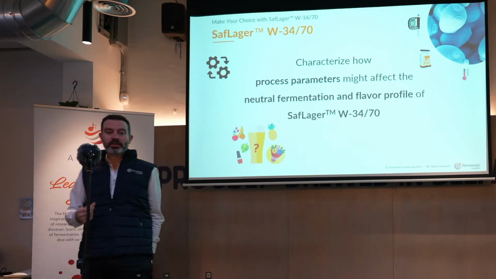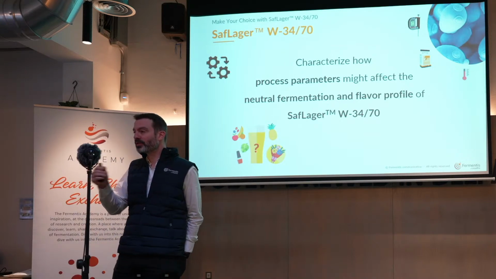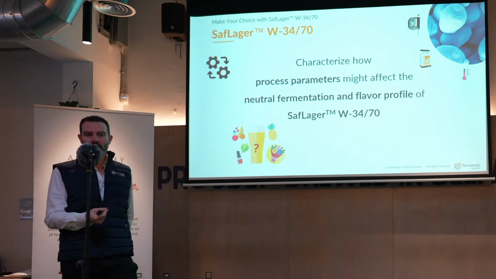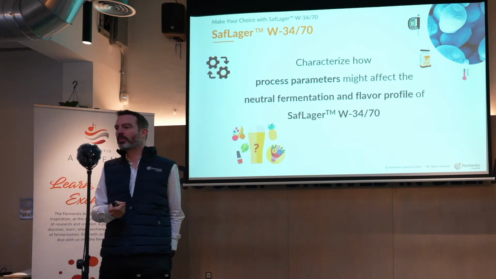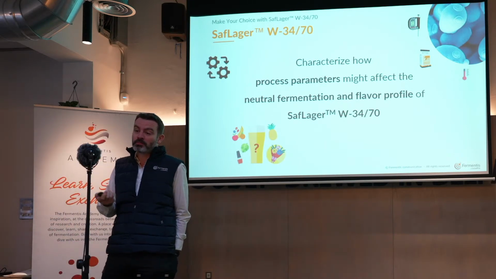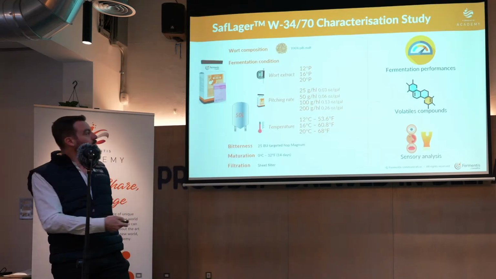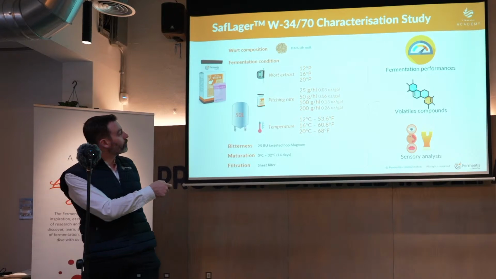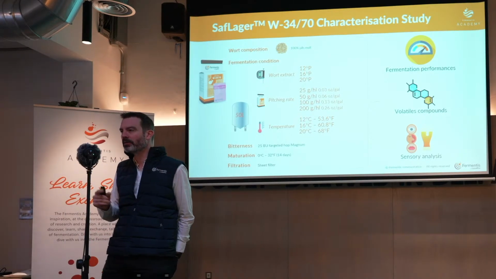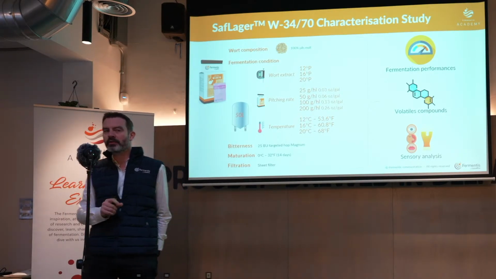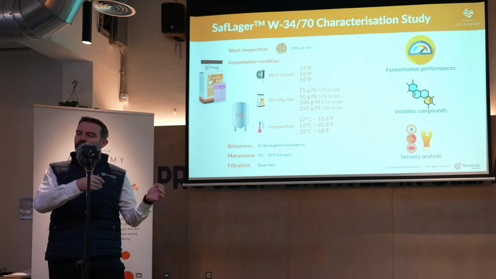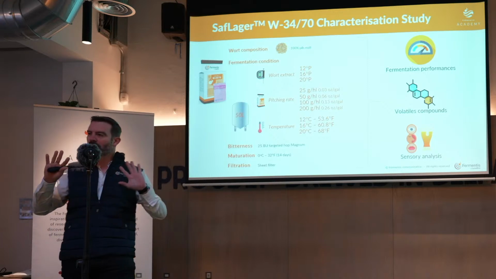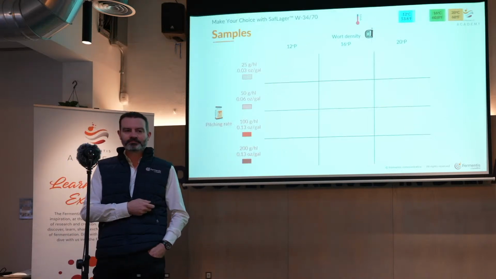So the question was, how do we know that 3470 is a neutral yeast? Okay. How neutral is it? This is the question, okay? How can we squeeze something out of this yeast, or is it impossible? So here we have the same, but we went to 200 grams per hectoliter in terms of pitching rate. So it's slightly different between ales and lagers for the design of experiment, but the frame is exactly the same.